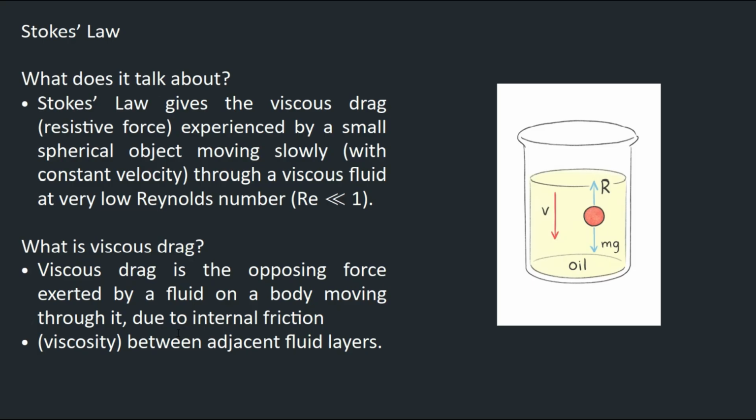Some of you might have seen it; some syllabi have it, so not everyone has. Anyway, it arises between adjacent fluid layers. So Stokes' law gives the viscous drag, this internal resistance, experienced by a small spherical object moving slowly through a viscous fluid at a very low Reynolds number, where Re is less than 1. One small note: you have seen Reynolds number less than 2000 and all of that, but here it's less than 1. What does this set of values mean? I'll give you a small note to understand this.